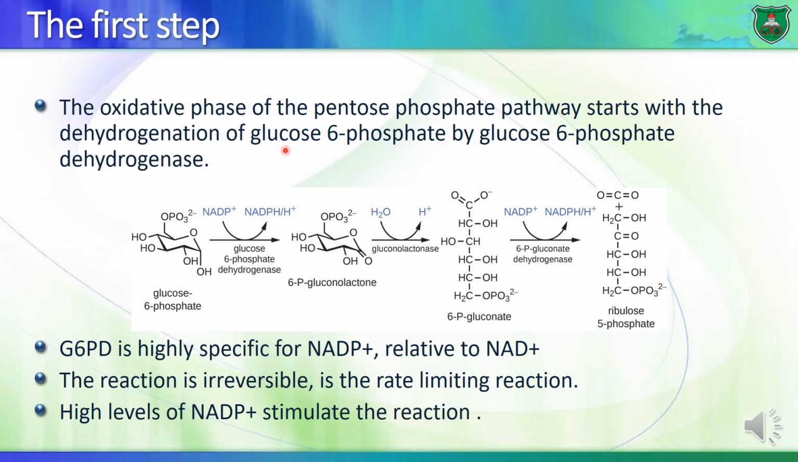So, the most important reaction in the pentose phosphate pathway is the very first reaction, which is catalyzed by the enzyme glucose 6-phosphate dehydrogenase. This is a rate-limiting reaction, and it is irreversible, and it is highly regulated. Now, this enzyme has higher affinity, is very specific to NADP relative to NAD. And it is regulated by NADP, so high levels of NADP would increase the activity of the enzyme.